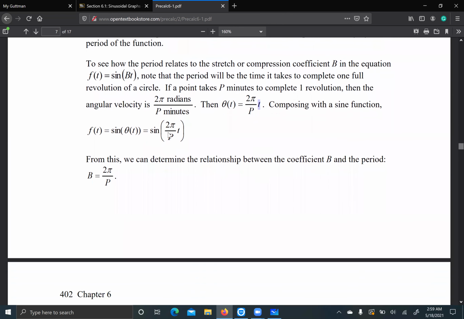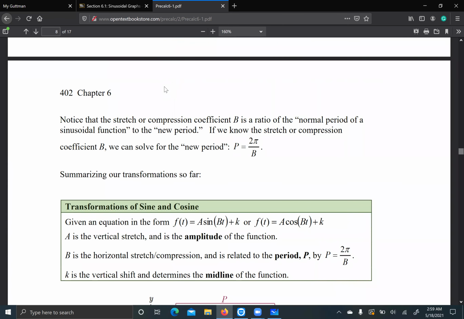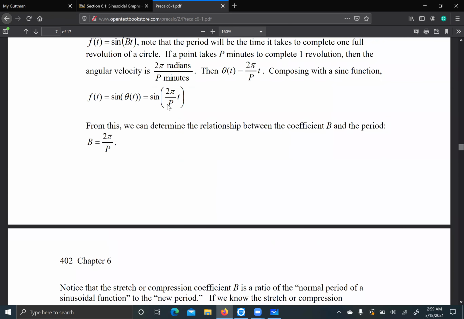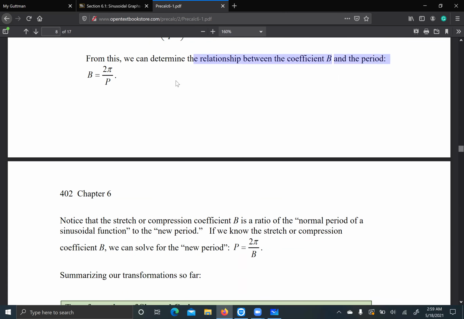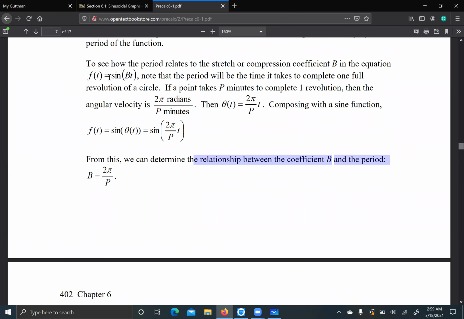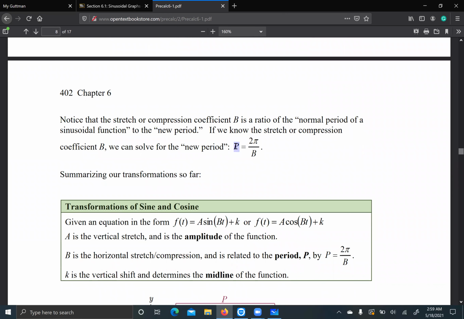And in this way, we can express our function in terms of time rather than in terms of angle. And from here, we can also find period, because we can determine the relationship between the coefficient and the period. For example, you have sine of b theta. What is the coefficient? It's b. We saw that b is 2 pi over P. So from here, we can solve for P. We can say that period is 2 pi over b. So it's like going in reverse.